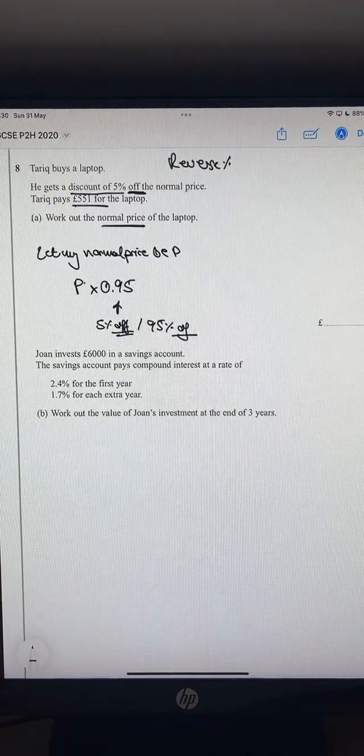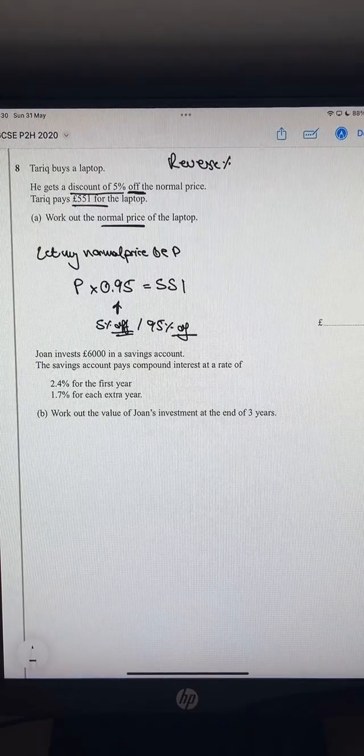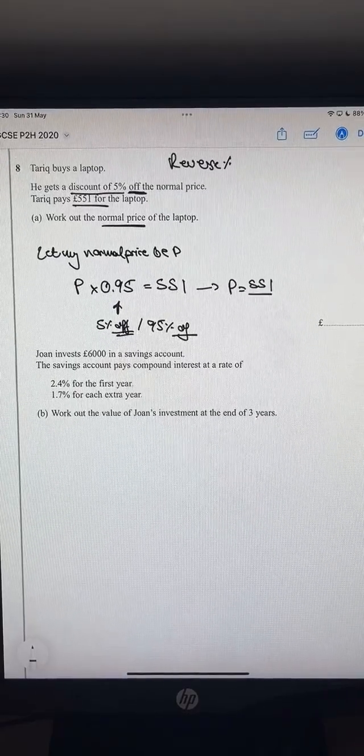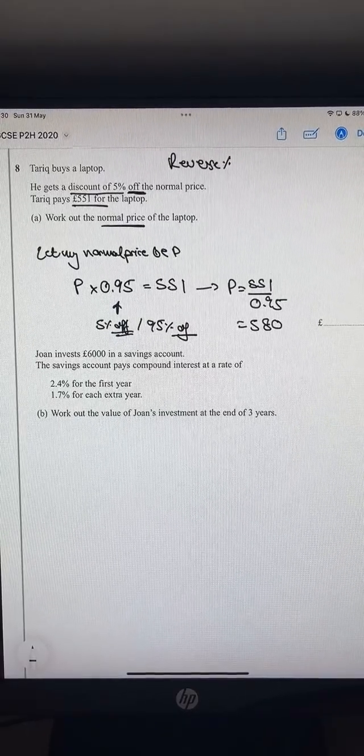So we know that when you multiply the price by that, you get 551, and it should be quite obvious what we have to do now from this. We just have to divide both sides by 0.95, and we get P is equal to 551 divided by 0.95, and that is going to be equal to £580. And then just see your answer.